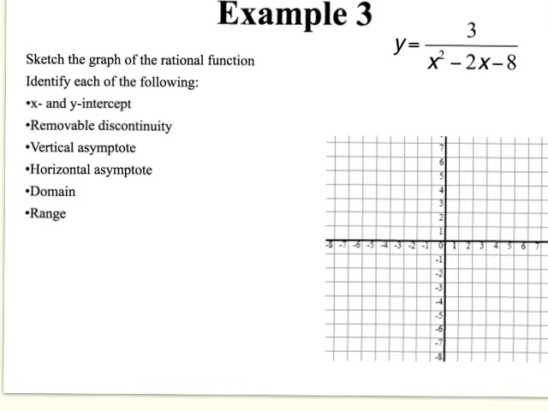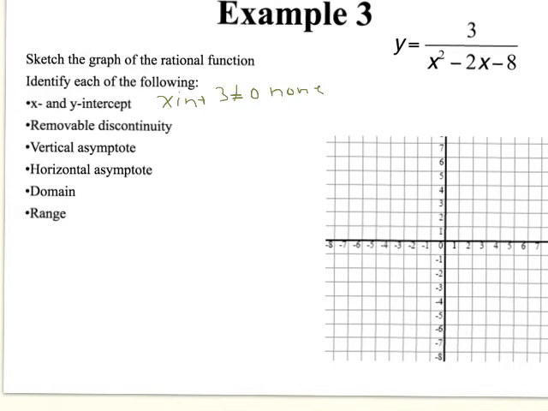Next example. Okay, in example 3, they want us to identify each of the following. Let's start with the x-intercept. For the x-intercept, we're going to look at the numerator. The numerator is 3. So I'm going to set that equal to 0. And I cannot solve for x, so therefore there are no x-intercepts.